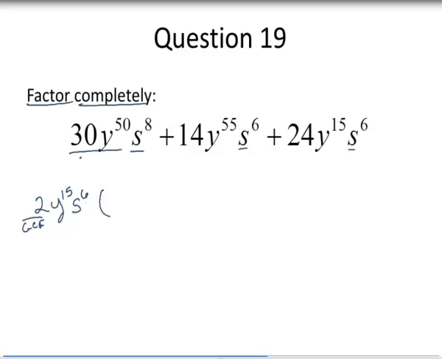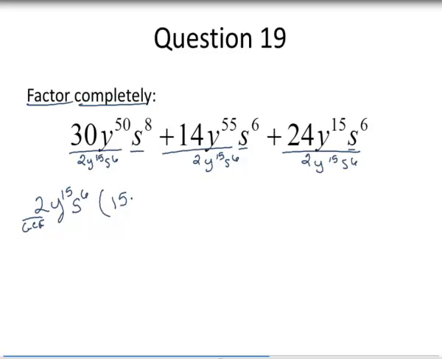Now I'm going to divide each term by 2, y^15, s^6. Each term. I'm undoing distributive property here. So what is the first term going to turn out to be? 30 divided by 2. What's the shortcut for these y's with these exponents here? You're supposed to subtract. When you divide the same base you subtract, so 50 minus 15 is 35, and s^8 minus s^6 is s^2.